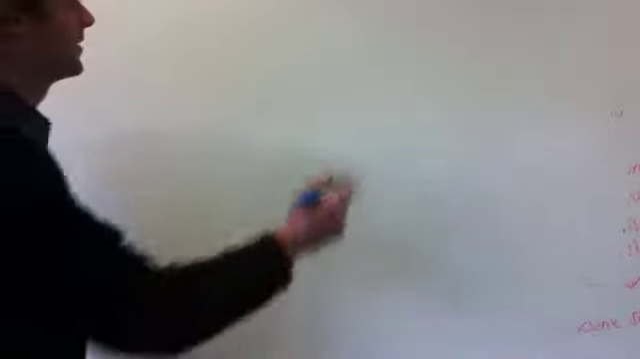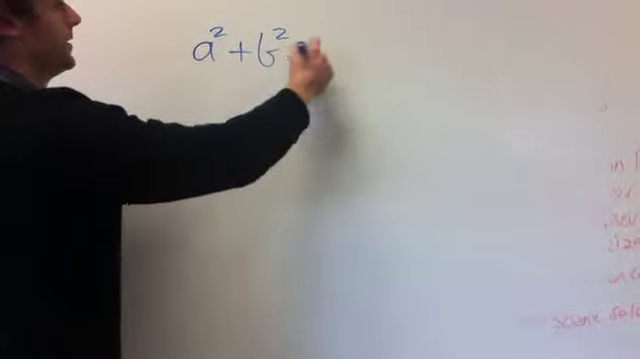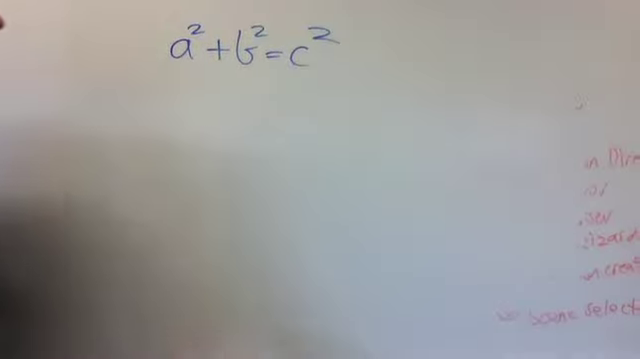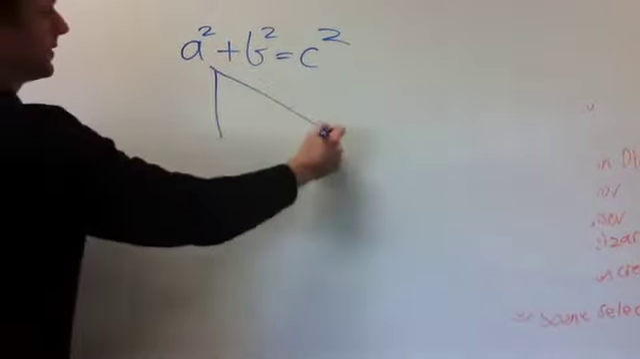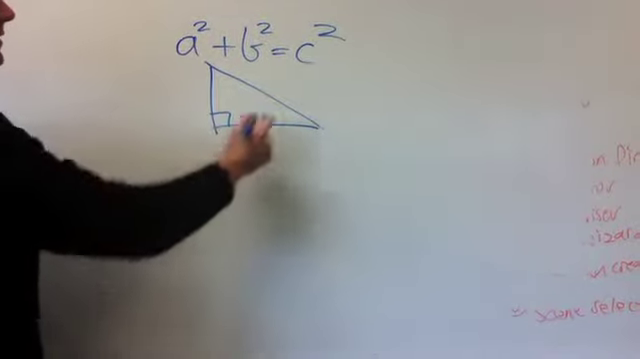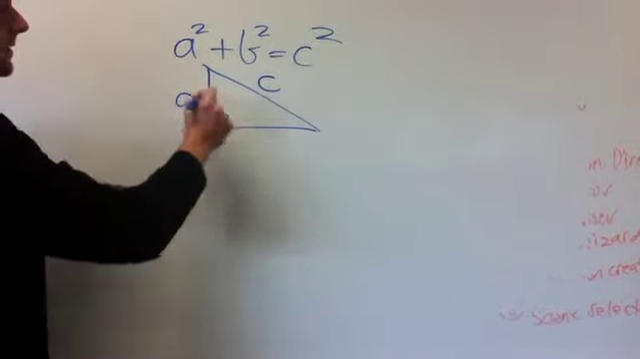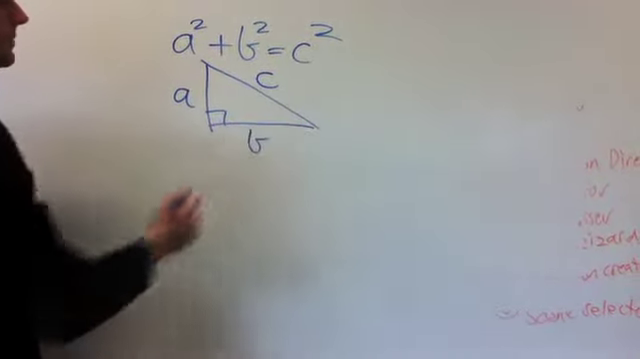Okay, previously what we've learnt in class is Pythagoras' theorem, that a squared plus b squared equals c squared. We remember that this helps calculate the long side on a right angled triangle. The long side is called the hypotenuse and is labelled c. The other sides are a and b.